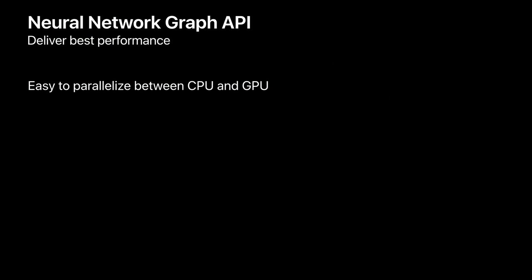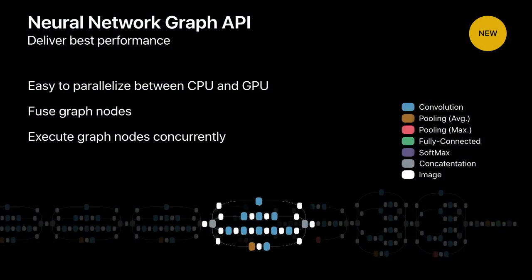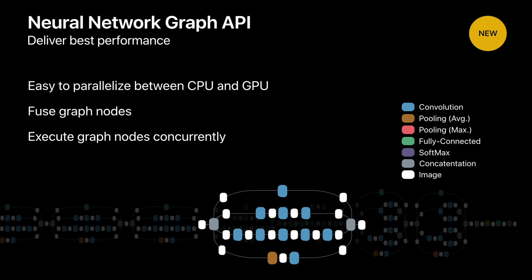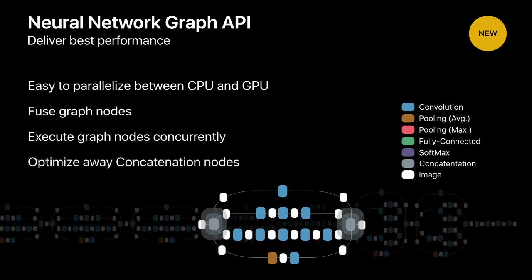And now, having all this information about your entire network allows us to deliver the best performance across different GPUs. We make it easy for you to parallelize between the CPU and the GPU. So as the GPU is executing the graph for one input image, the CPU can already prepare to execute the graph for a different input image. We can also fuse graph nodes together, like the convolution and neuron nodes. And we can execute graph nodes concurrently. So if we look at this Inception module again, you can see that there are multiple rows of these nodes that can be executed completely independently of each other. And of course, the output of these independent executions needs to be concatenated via concatenation nodes. And the graph is smart enough to optimize that out of the way as well.